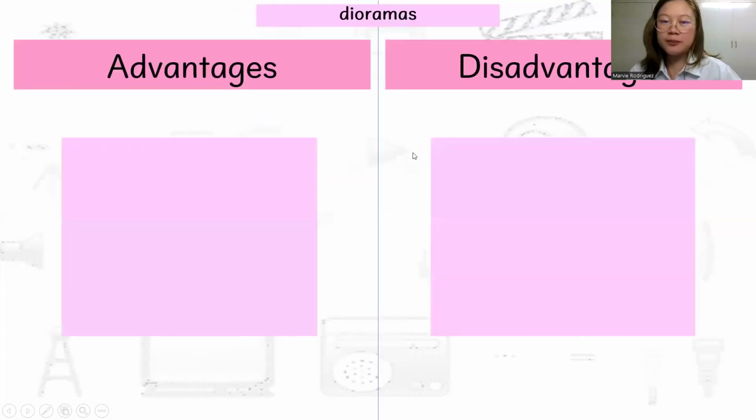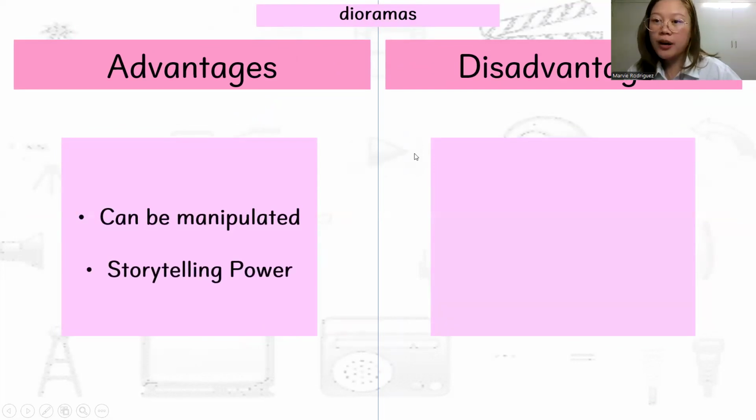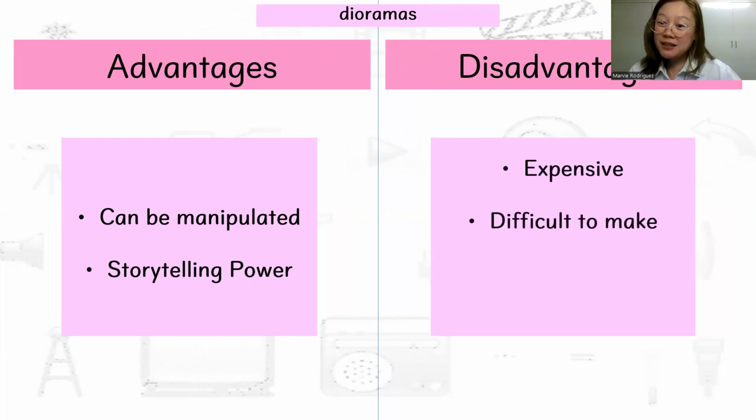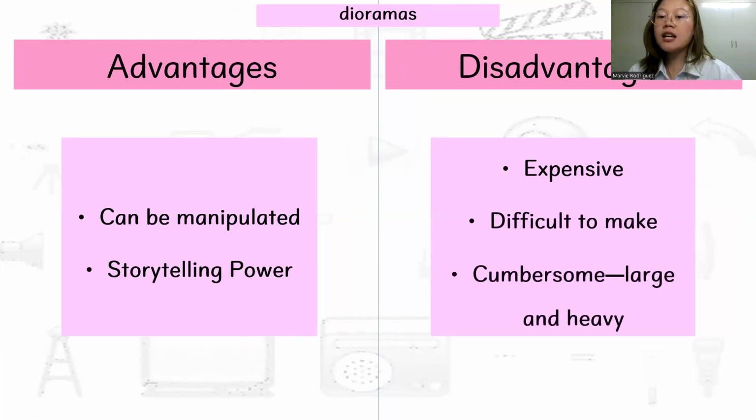The advantages of a diorama are that it can be manipulated and there is storytelling power. I think storytelling is really engaging, especially for younger people, for kids. And for disadvantages, since you have to produce something, the materials can be expensive, it's difficult to make, and sometimes it's cumbersome, meaning it's large and heavy. So it's difficult to transport it wherever you want. And those are the classifications and subclassifications of object media.